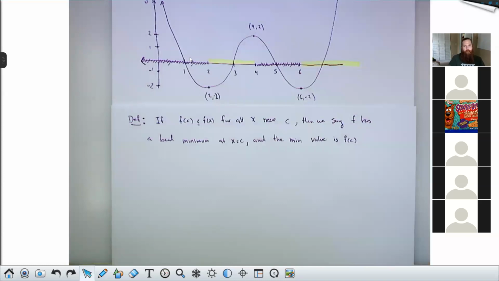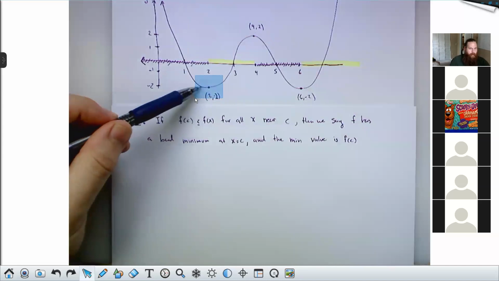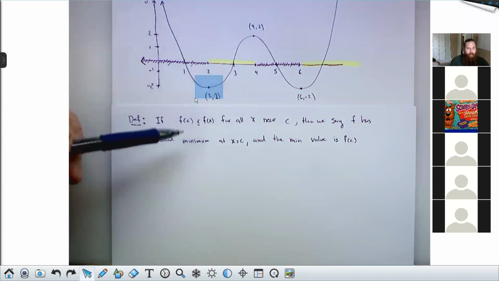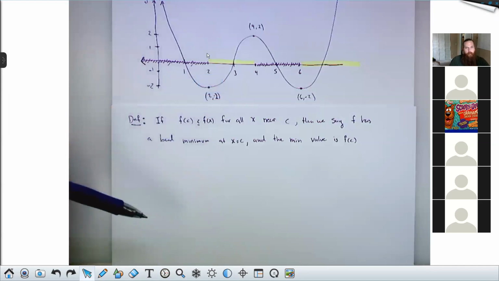So for example, if you look on the graph we've drawn here, f of 2 is -2. And if you look anywhere nearby, if you look in this window, f of x at every other point nearby is bigger than f of 2. So we would say this point is a local min. The min occurs at x equals 2, and the min value is -2.